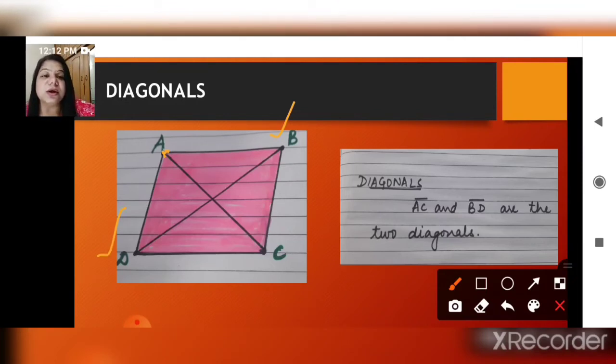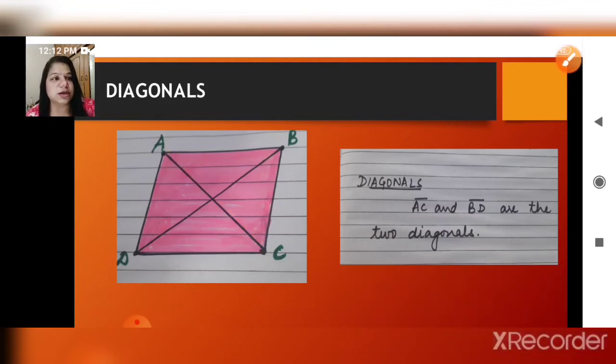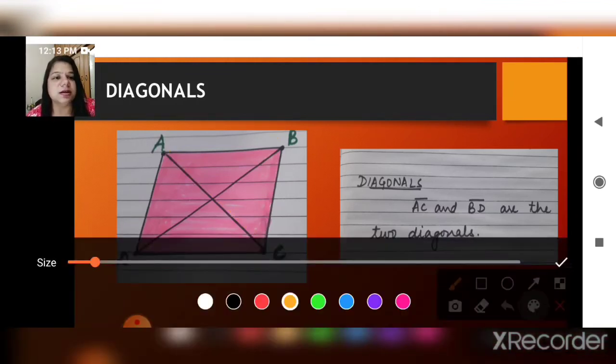So what is the non-adjacent vertex to A? This is point C. A diagonal is a line segment joining two non-adjacent vertices. So if I join the point A and its non-adjacent vertex C, what will this become? This will become a diagonal. So this was the first diagonal.